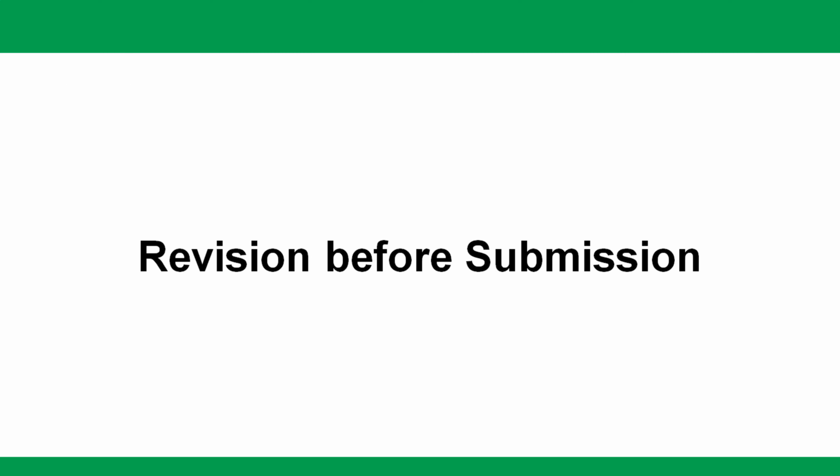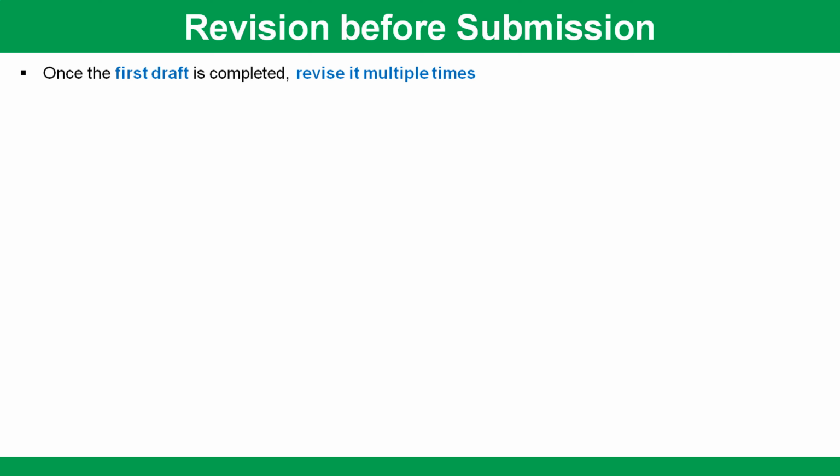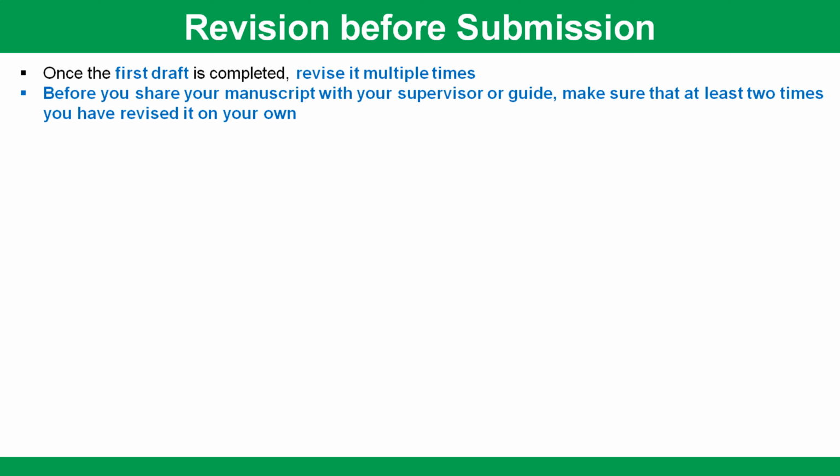Revision before submission is indeed a critical step in the research process to ensure the manuscript is polished and meets high quality standards. Here are some key points to consider during the revision process. Revise multiple times. Aim to revise the manuscript at least 2 times on your own before sharing it with your supervisor. Each revision should aim to improve the writing quality by 10 to 15%.